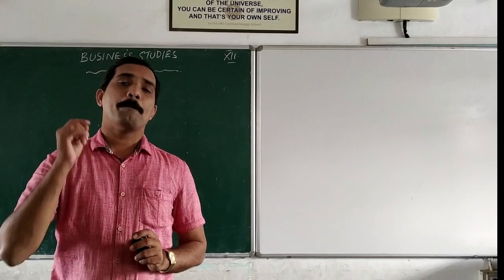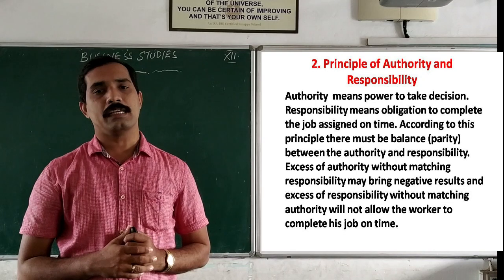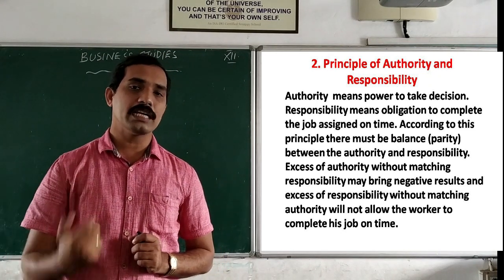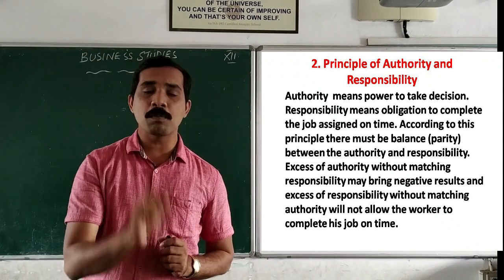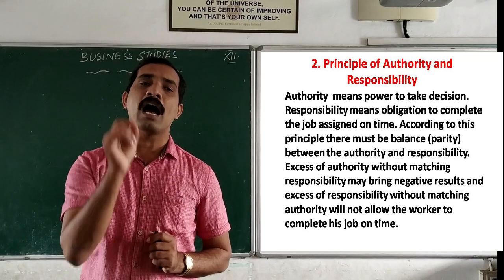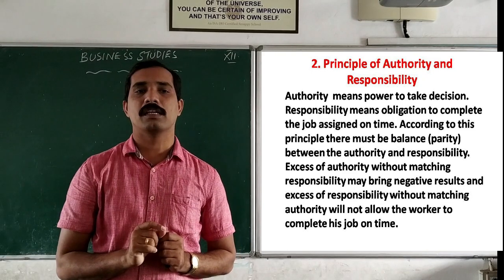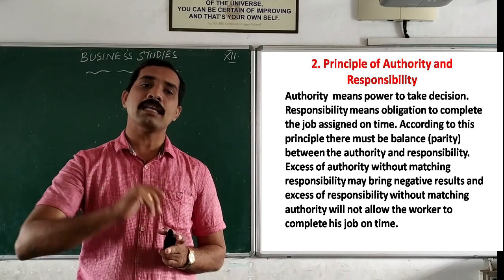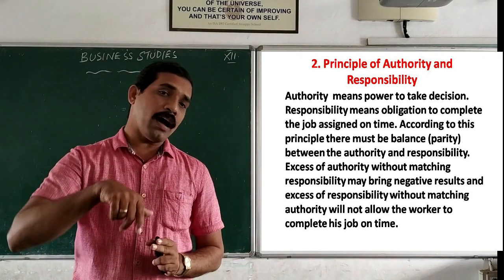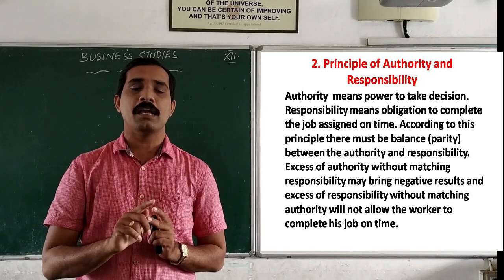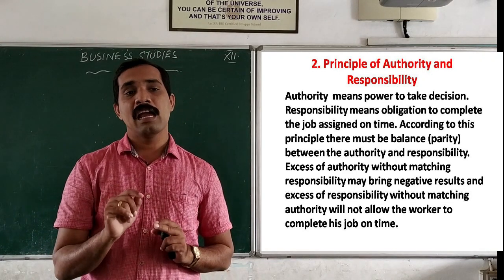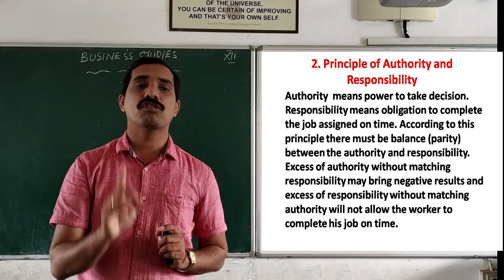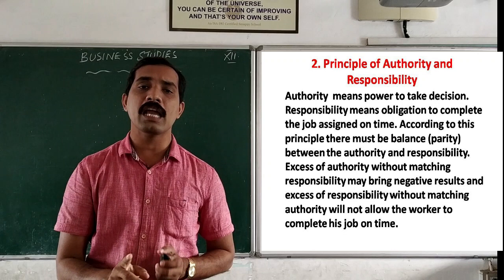And then the second one, principle of authority and responsibility. What is authority? Authority means power to take decisions. What is responsibility? Responsibility means obligation to complete the job assigned on time. So, according to this principle, there must be a balance between authority and responsibility. Excess of authority without matching responsibility may bring negative results, and excess of responsibility without matching authority will not allow the person to complete his job on time. That is authority and responsibility.